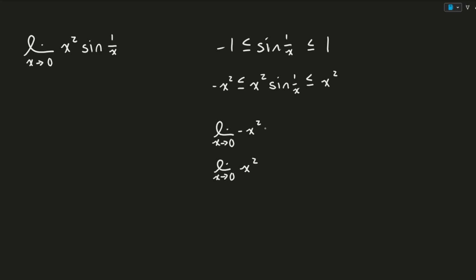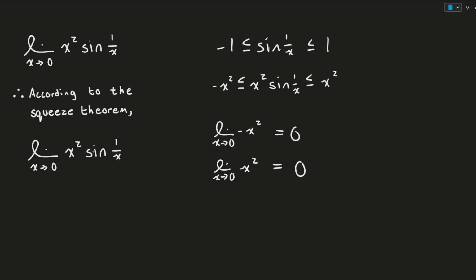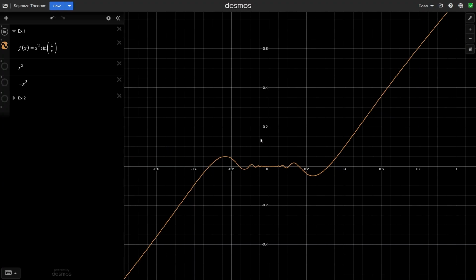So we evaluate the limit for the lower and upper bound. This limit, obviously 0, this limit, obviously 0. Most important, now that we have everything that we need to know, we have to say, therefore, according to the squeeze theorem, the limit of this function as x approaches 0 is 0. It doesn't have to be phrased exactly like this, but the AP markers are looking for a specific reference to the theorem.